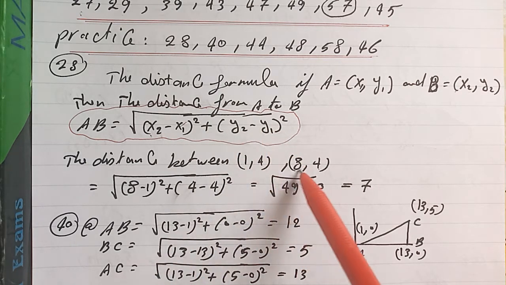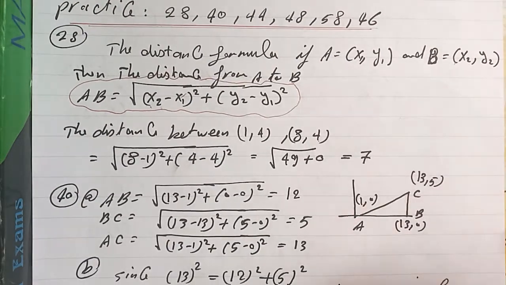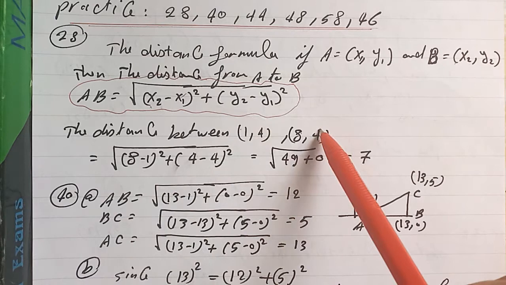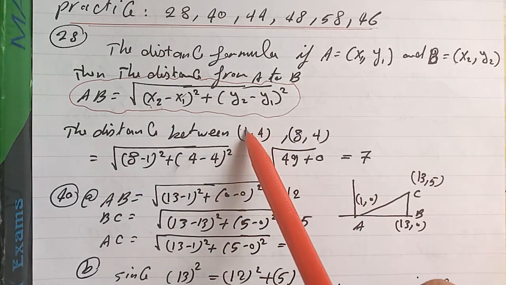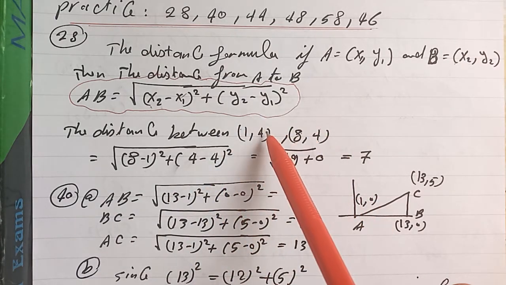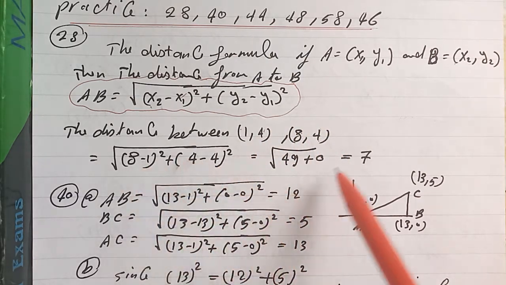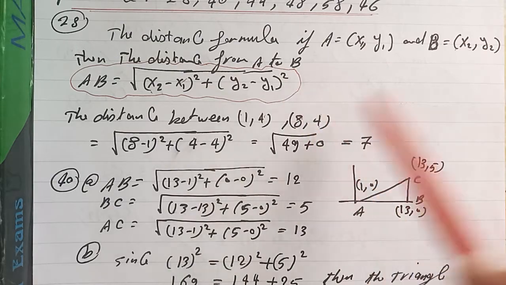Example: (1, 4) and (8, 4). Their distance is the square root of (8 minus 1) squared plus (4 minus 4) squared. Or you can say (1 minus 8) squared plus (4 minus 4) squared. If you do this in the calculator, you'll get 7. So the distance between these 2 points is 7.